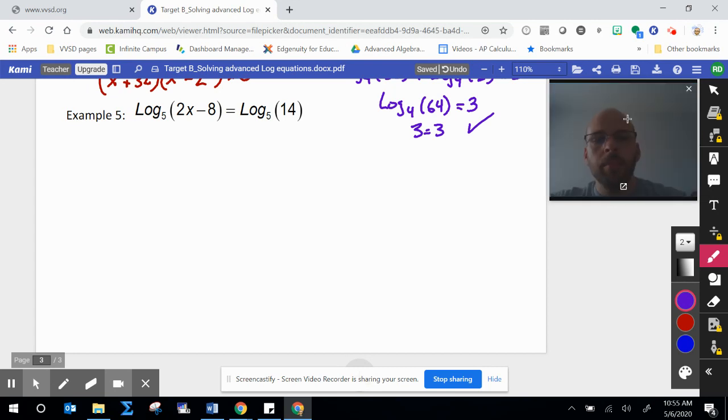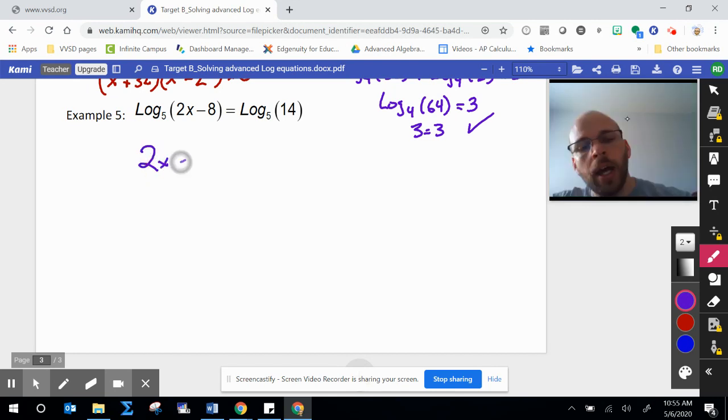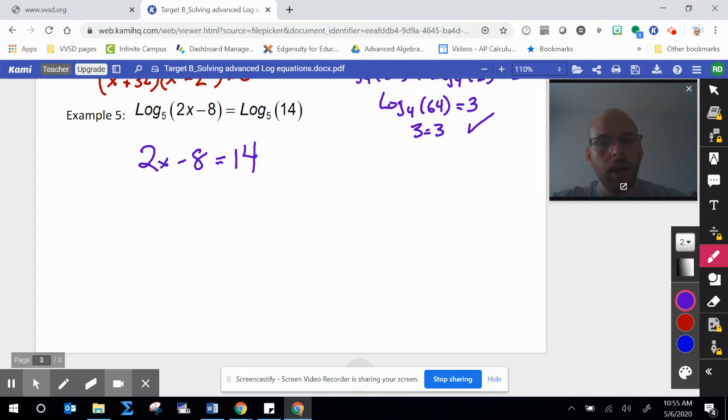If you have the log base 5, or log of any base, of something equals the same log with the same base, now you already have the logs equal. So ultimately, in order to make sure that this equation is balanced, we just need to make sure that the inside of the left side is going to equal the inside of the right side. So if you ever have two logs equal to each other, then I'm just going to have 2x minus 8 is equal to 14. I just need to know when those two things are equal to each other.